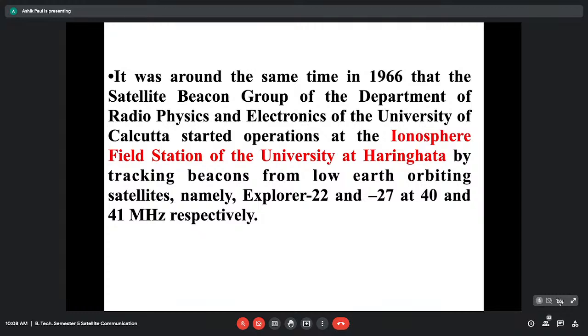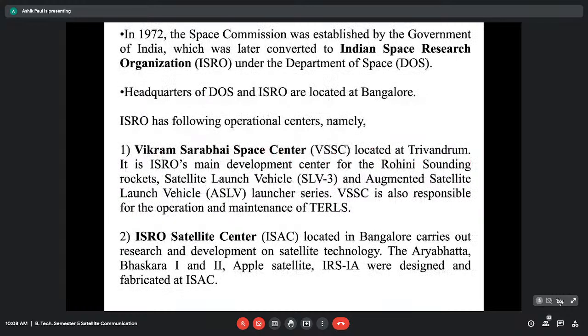And it was in 1966 that our department also started receiving signals from different kinds of satellites using receivers located at the field station. At that time, the satellites which were tracked were Explorer 22 and Explorer 27. They were low Earth orbiting satellites which operated at frequencies of about 40 and 41 megahertz. Then in 1972, the Space Commission was established by the Government of India, which later became the Indian Space Research Organization as we know it today.